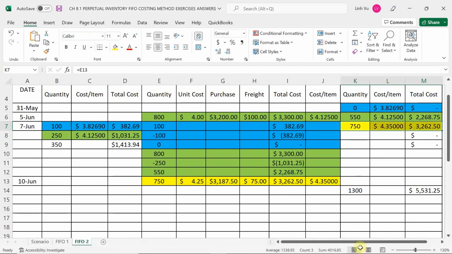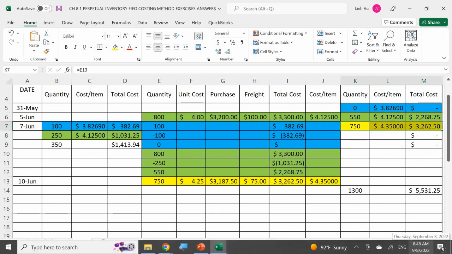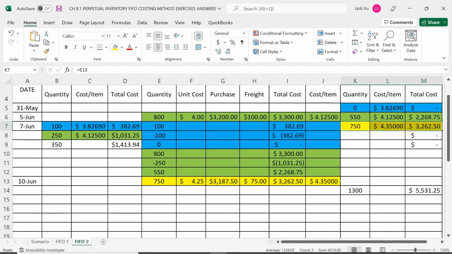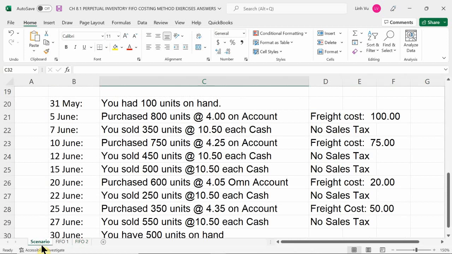So in this case, let's review. How many batches of inventory do I actually have? Well, I carried one over from the beginning. I purchased 2, and now I only have 2 left, right? I got rid of my beginning inventory. And now I'm at 1,300 units that I have available to sell. Okay. So let's see what happened next.